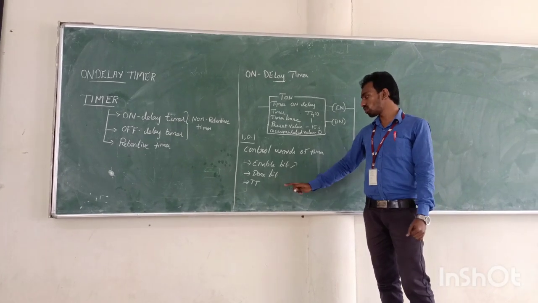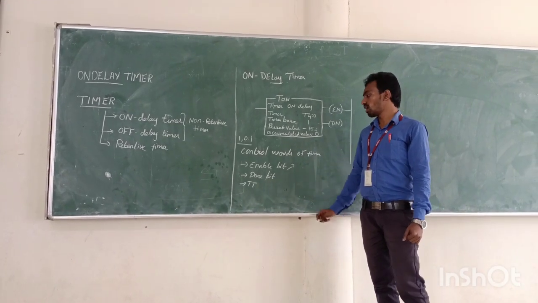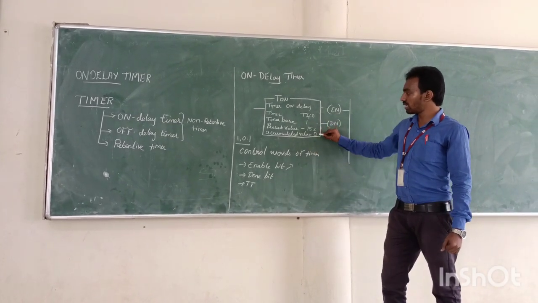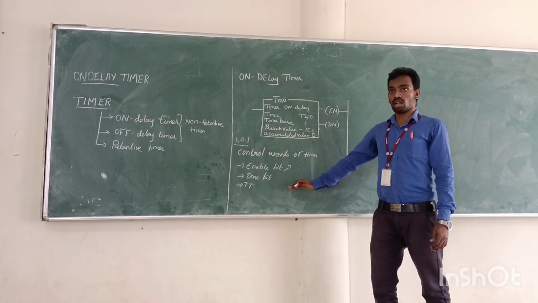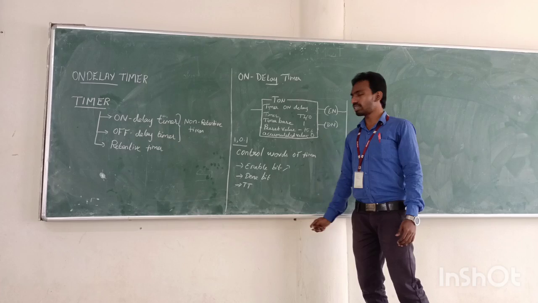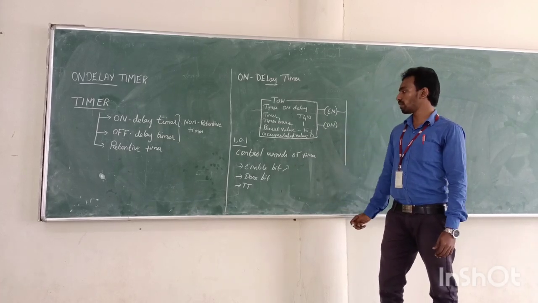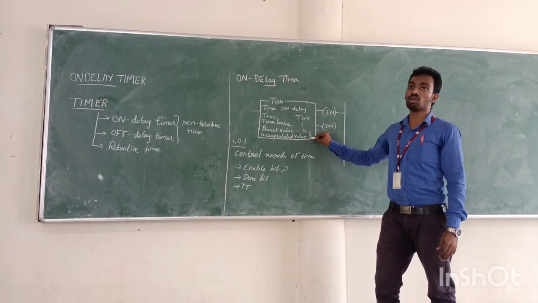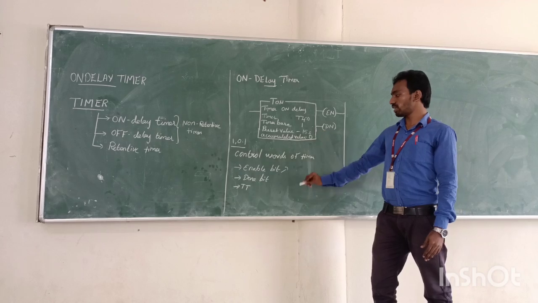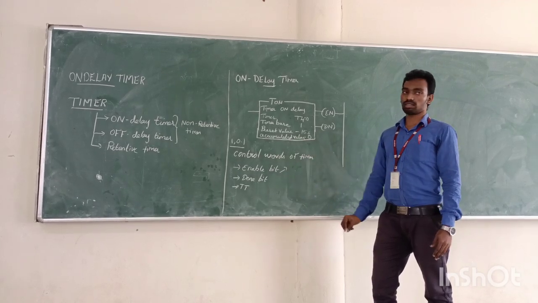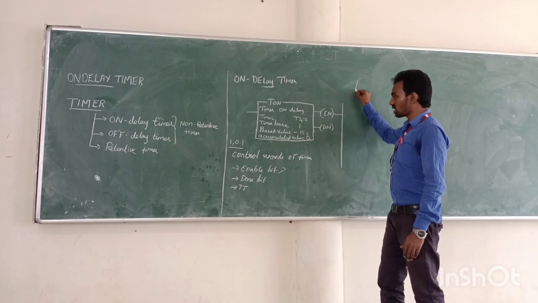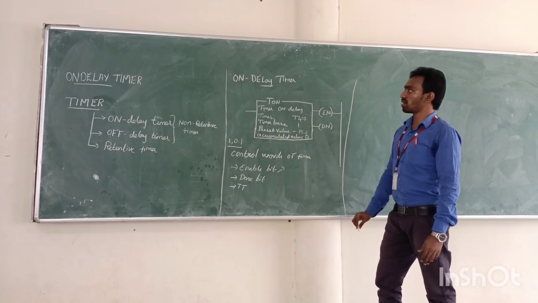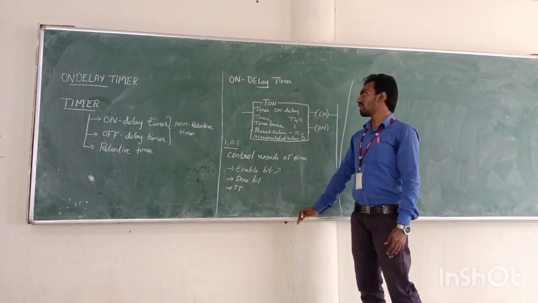So next the done bit. Whenever the accumulated value and the preset value become equal, the done bit will be activated. So next the timer timing bit. Timer timing bit is true when the accumulated value is counting the seconds, and when it is false, the accumulated value stops counting. So these are the control words and the timer instructions used in the on delay timer.